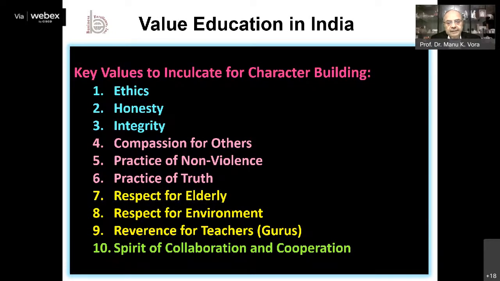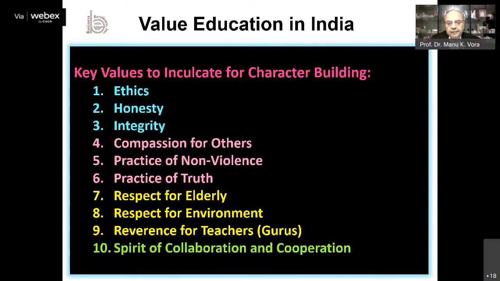Now, one of the fundamental things we need to remember is that the purpose of education is not just to get the degree and get a job. The purpose is to instill in each and every student who passes through higher education institutes, even the school system, K through 12, the character building values. And these are listed here as a foundation. Ethics, honesty, and integrity are a must. Then compassion for others, practice of non-violence, practice of truth, followed by respect for elders, respect for the environment, and reverence for teachers or the gurus.